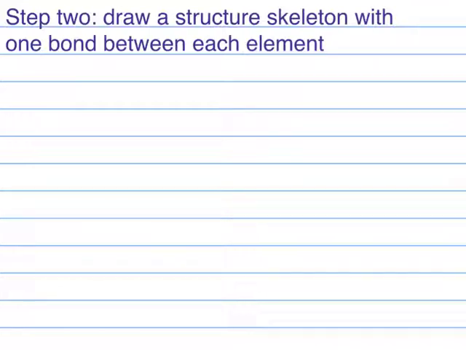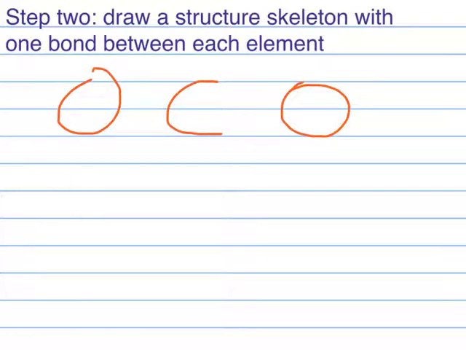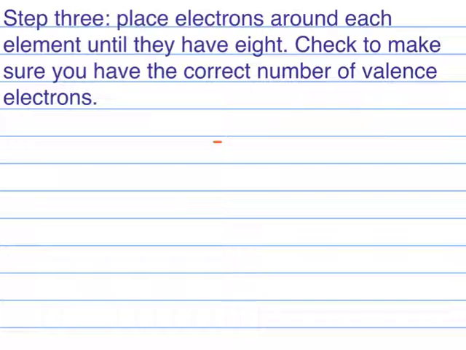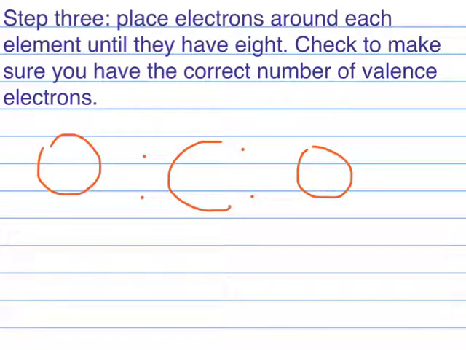So what I would do in this case to draw a skeleton structure would be a carbon here and an oxygen on either side. And I'm going to go ahead and put one bond between each, like so. This is my skeleton. Okay, so there's my skeleton.